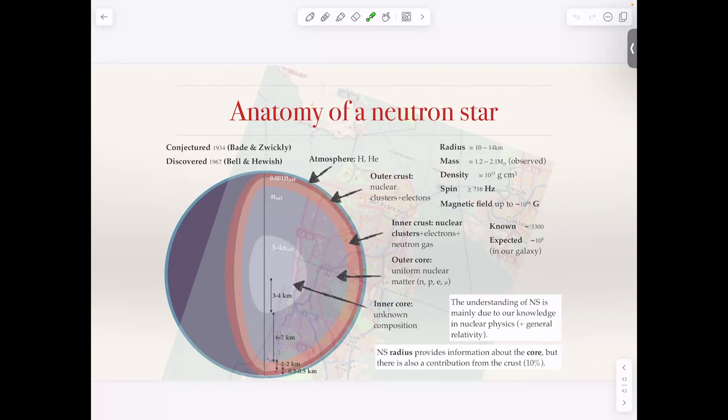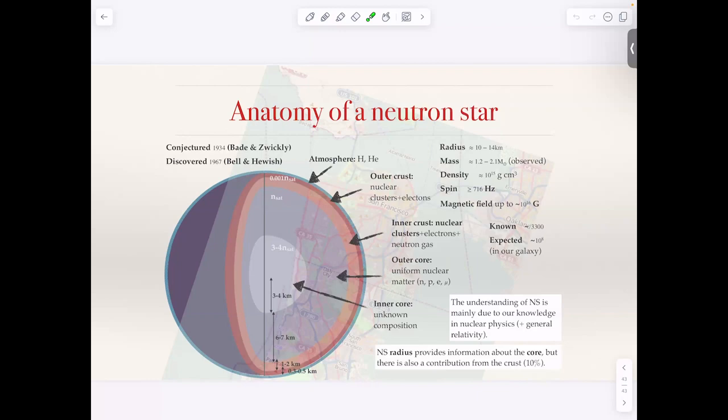And then you continue to increase the density, and what occurs is that the nuclear clusters get closer and closer, and at a density which is close to the saturation density of finite nuclei, neutrons and protons prefer to be free instead of being bound in nuclear clusters. And this is the transition from the crust to the core. The core is characterized by the fact that neutrons and protons are free, and they are no longer bound in nuclear clusters.